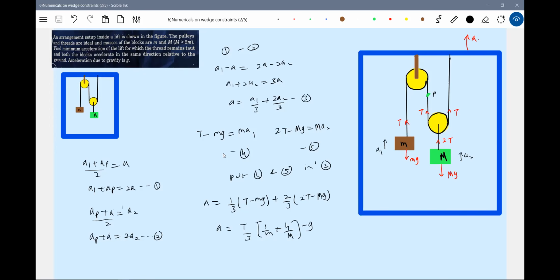For the string to be taut and the block to accelerate, tension should be non-zero and it should be greater than or equal to mg. So what is the necessary condition? 2T must be greater than mg. As a becomes minimum, therefore 2T equals mg, you write it. Substitute that value and we will get the acceleration.